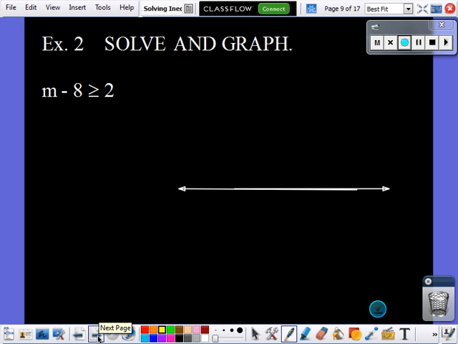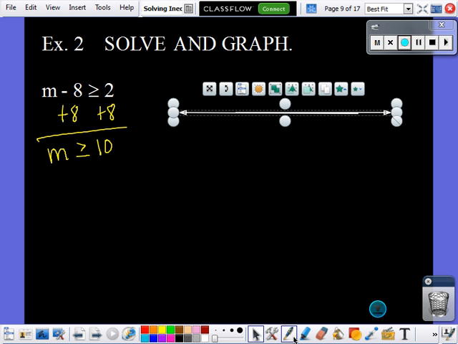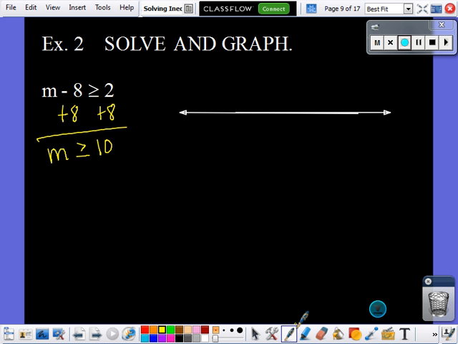Alright, so let's look at this problem right here. We're going to use our pen in just a few minutes, or our colored pencil, but for right now we're just going to solve a very simple inequality. M minus 8 is greater than or equal to 2. I'm trying to get my variable by itself, so I add 8 to both sides. So M is greater than or equal to 10. That is my solution. Alright, also I want to symbolize or show this solution on a graph.